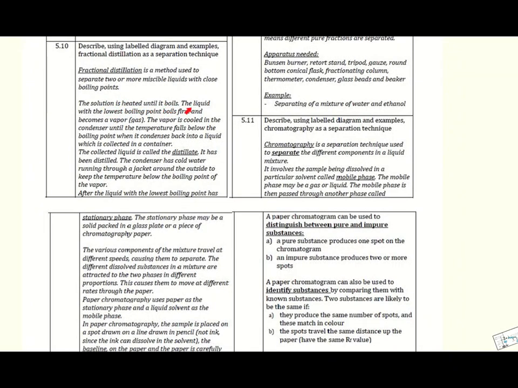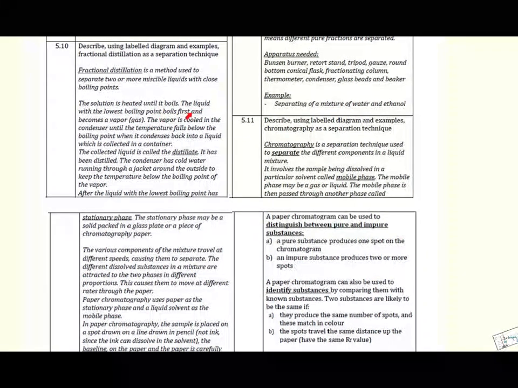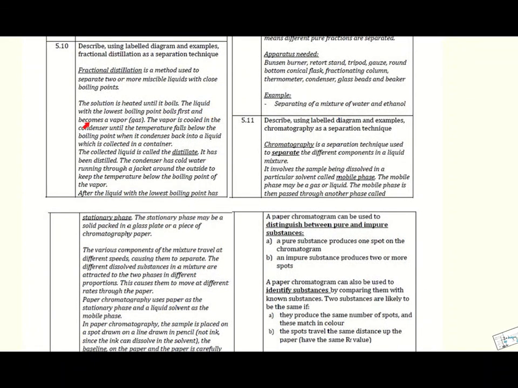So the solution is heated until it boils. Liquid with lowest boiling point boils first and becomes a vapor. The vapor is cooled in the condenser until the temperature falls below the boiling point, when it condenses back into liquid, which is collected in the container. The collected liquid, we call it distillate, which has been distilled. The condenser has cold water running through the jacket around the outside to keep the temperature below the boiling point of the vapor.